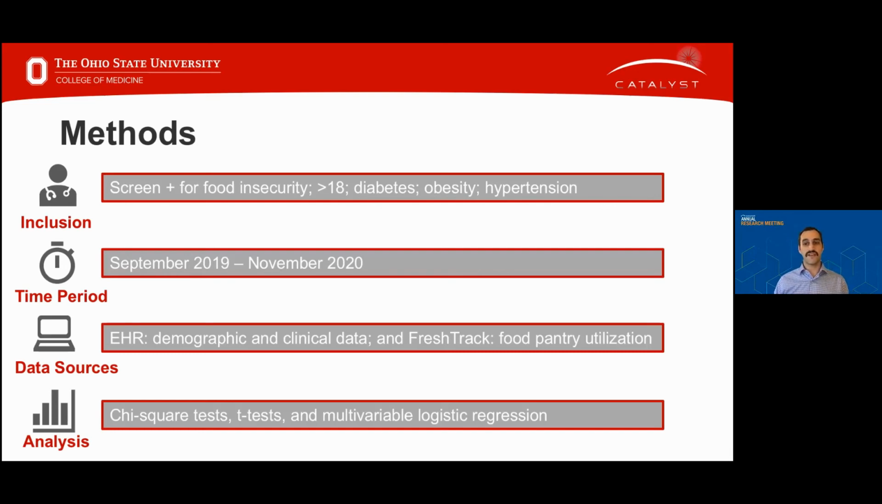FreshTrack records information at the food pantries about utilization of the food pantries. The FreshTrack data also gives us historical data about food pantry utilization. So we're able to examine not only use of the food referral, but also we can characterize patients as new to the food pantries or existing food pantry utilizers. And in addition, compare pre-referral utilization and post-referral utilization amongst those existing utilizers.